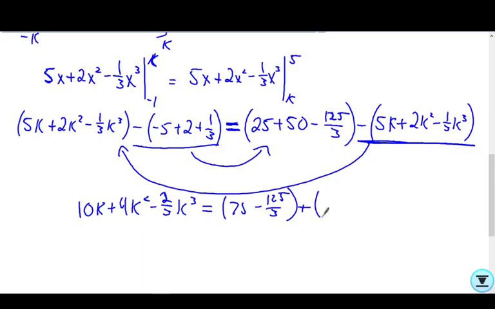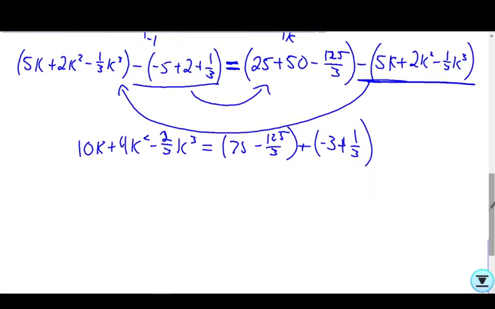plus -3 plus 1/3, by moving it over. So now I can add up my like terms on the right. I get 10k plus 4k squared minus 2/3 k cubed equals 72 minus 124 over 3.